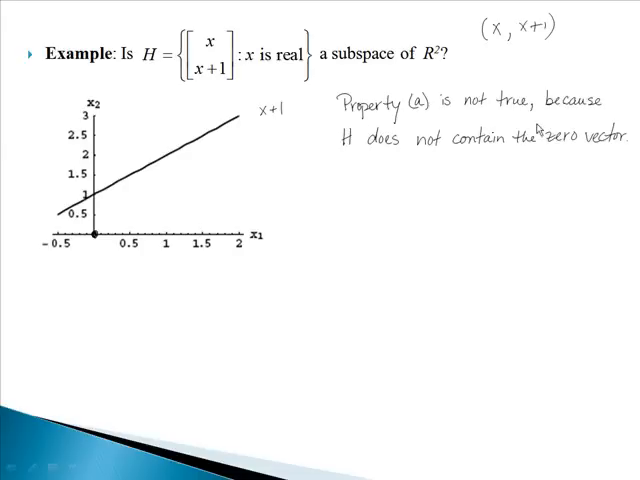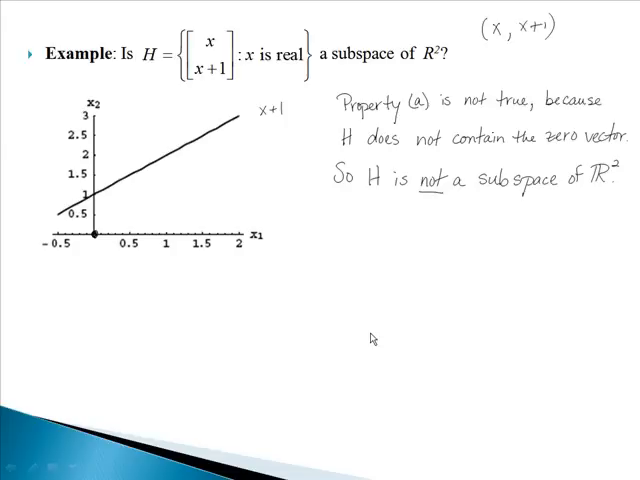So property A is not true because H does not contain the 0 vector. If we let x equal 0, then x plus 1 would be 1. So we'd have the point 0, 1, which is obviously not 0, 0. So the 0 vector is not there. So then H is not a subspace of R2.